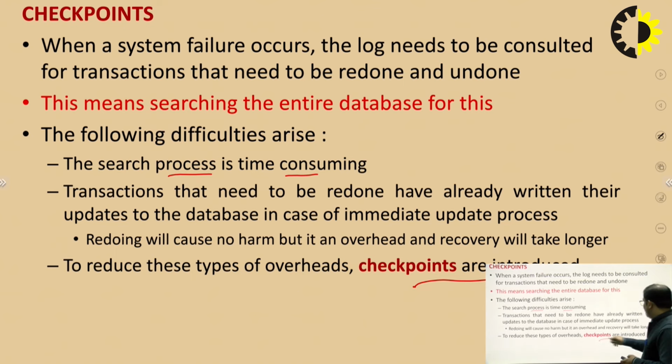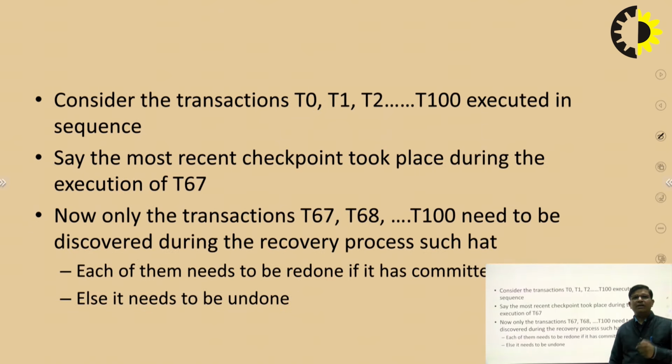So checkpoints are introduced. Consider, for example, there are transactions T0, T1, T2 up to T100 executing in sequence. There are longer transactions. Recently we have studied only T0 and T1, with deferred or immediate database modification. But there are serial transactions T0 to T100. If it fails at T100 and we are using deferred or immediate, what do we have to do? We have to undo or redo the transactions again and again, each and every transaction. No. So we have to apply a checkpoint to a certain level.